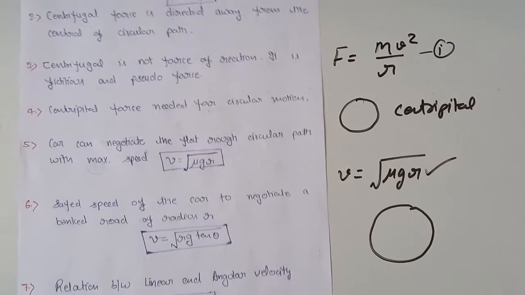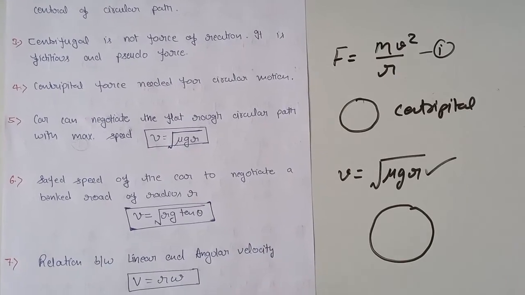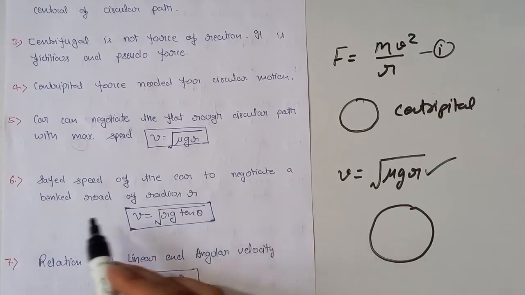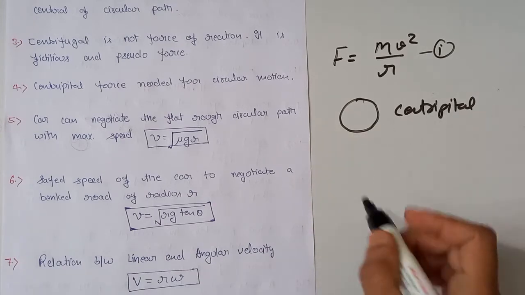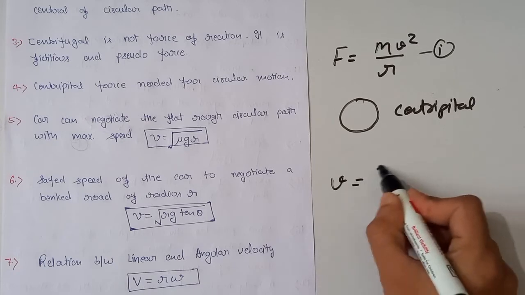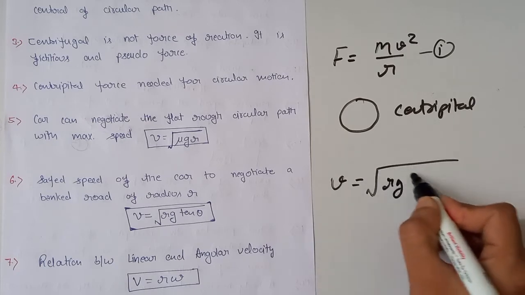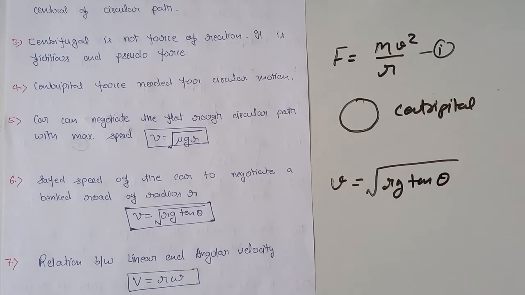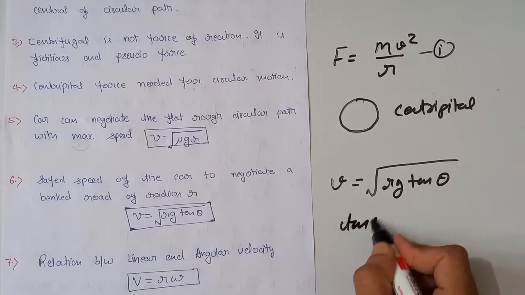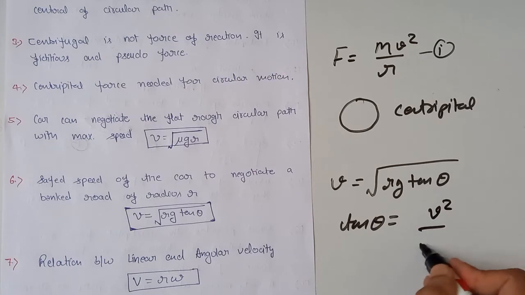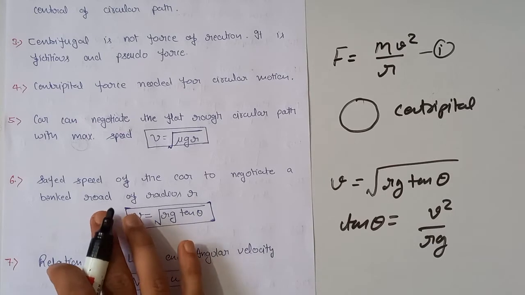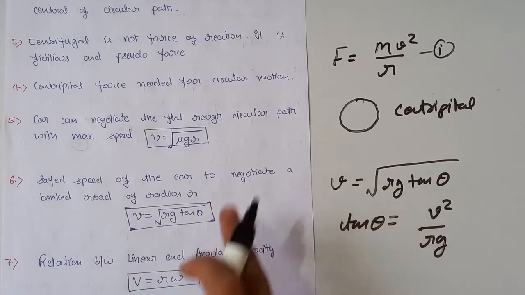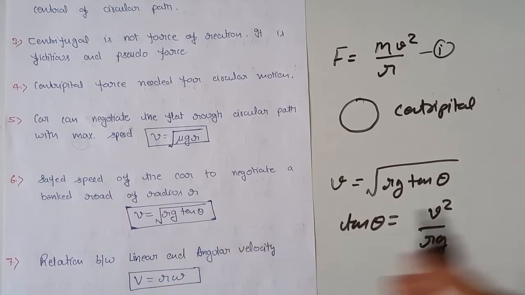Our next key point is the safe speed of the car to negotiate a banked road of radius r. For a banked road, the maximum speed of a car is equal to v is equal to under root of rg tan theta, where tan theta is equal to v square divided by rg, where theta is the banking angle. The safe speed is the maximum speed of the car to negotiate a banked road of radius r, where theta is the angle of banking.